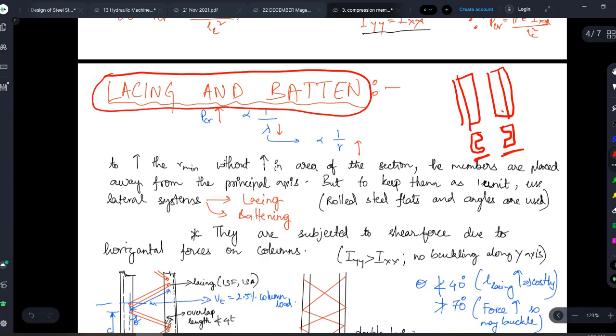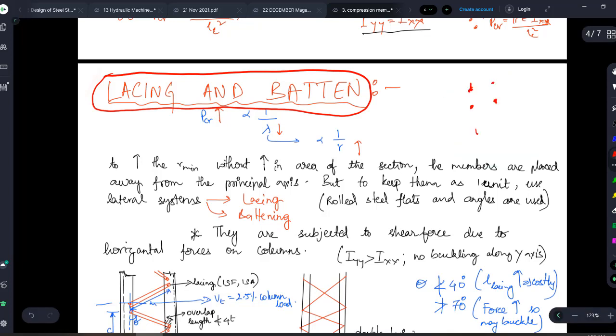How to join? We can use lacings, you can join like this, or you can use some battens. So you will be bolting them using some flats and you will be making them a single unit. I hope it is very clear. So what are you doing here? You are applying some battens or lacings and you are making them act as a single unit. I hope it is very clear, right? Is it clear what is the use of lacings and battens?